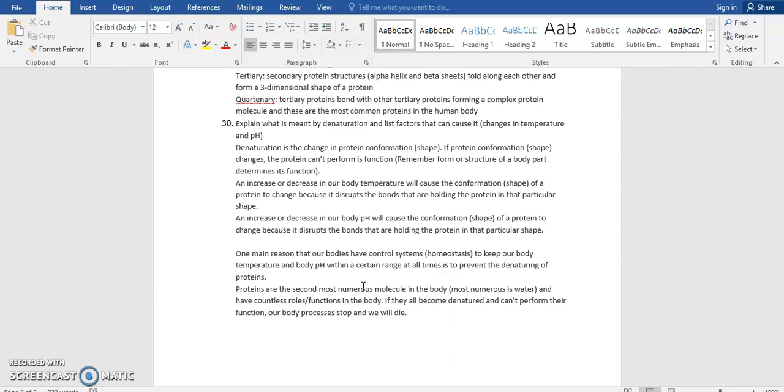and they don't fail to function. Proteins are the second most numerous molecules in the body and they have so many roles in the body, so if body temperature rises way too high or pH drops drastically, almost every body process in the human body will be affected because they're almost all run by proteins. That's why it's so important to keep body temperature and pH where it needs to be, because if not, proteins get denatured, body processes stop, and we can die. And we don't want to do that.